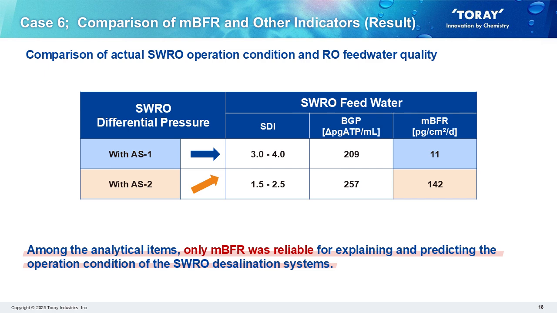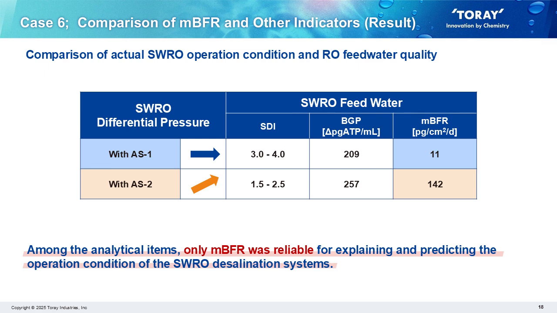Case 6, Conclusion. At the actual SWRO plant, differential pressure with AS1 was stable. On the other hand, differential pressure with AS2 was increased. Frequent RO cleaning was required more than once per month.